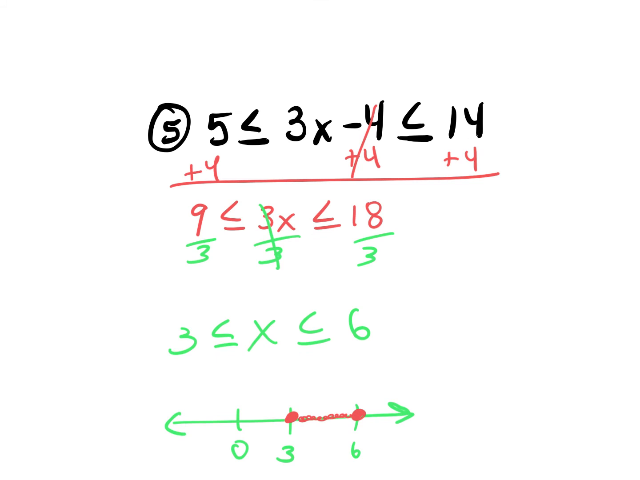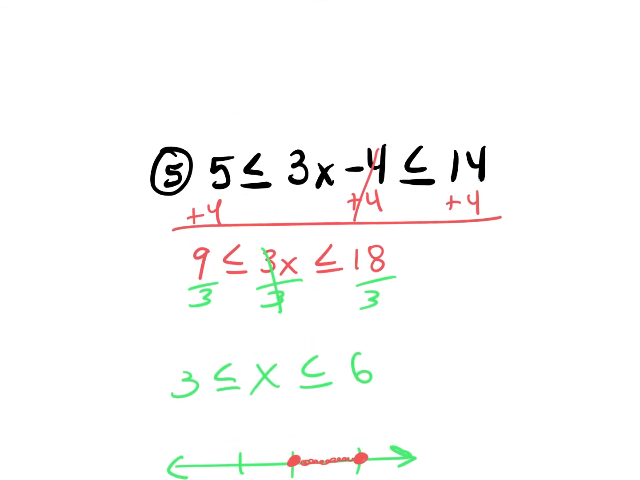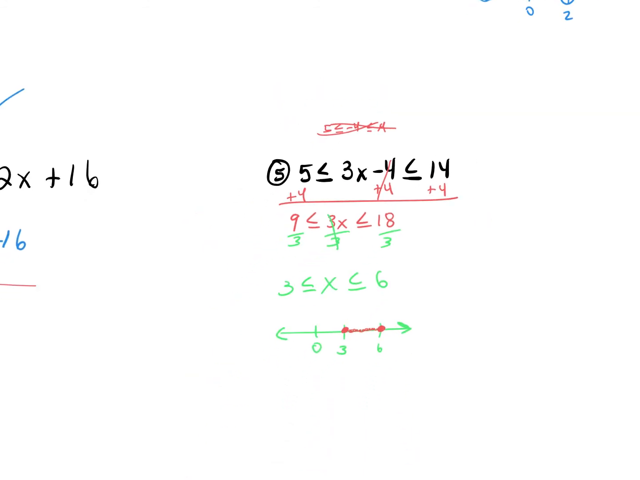If I plug 0 in right here, what's 3 times 0? So 5 is less than or equal to negative 4, less than or equal to 14. Is that true? No, it's not true. So good. You guys did a good job. And we know that it's not.